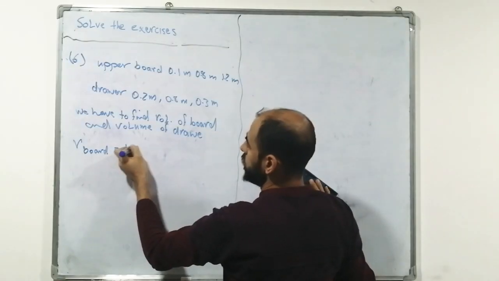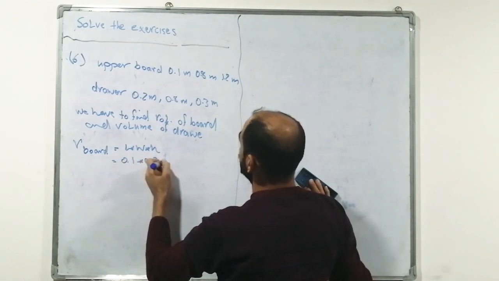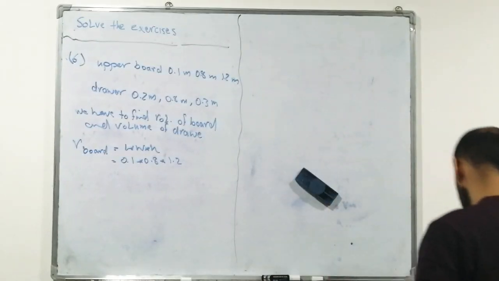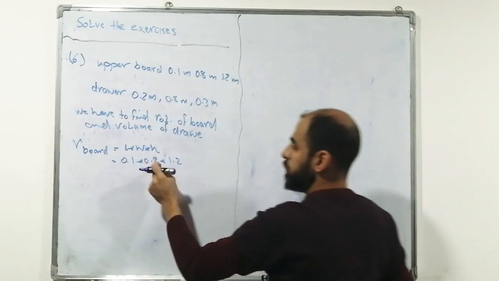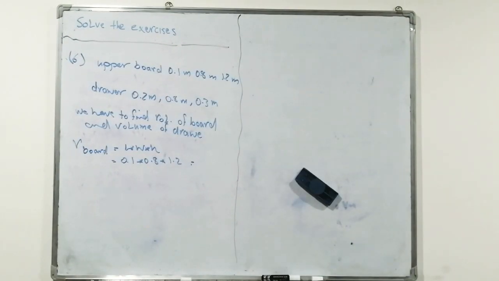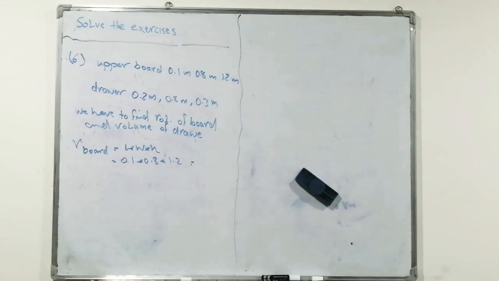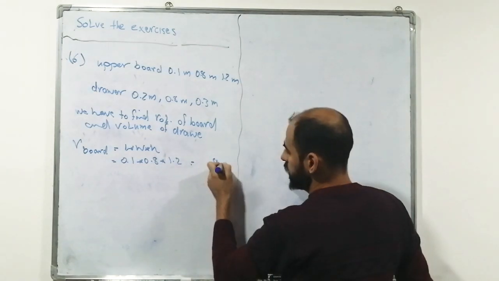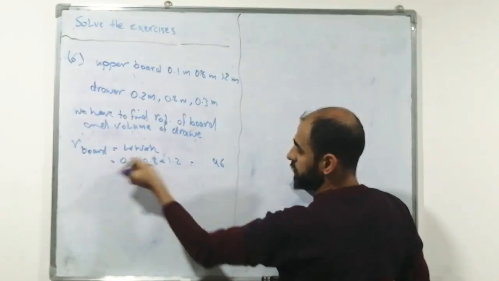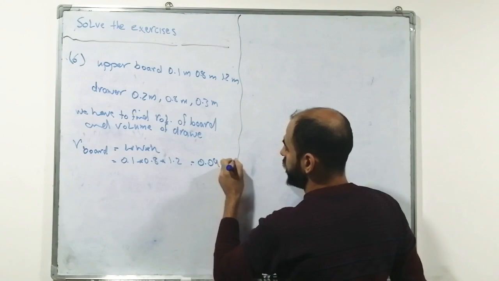So the volume of the board equals length by width by height, 0.1 by 0.8 by 1.2. So we multiply these numbers: 1 by 8 is 8, 8 by 12 equals 96, and we have 3 digits after the decimal fraction, so we count 3 digits, 1, 2 and 3. This is the volume of the board.